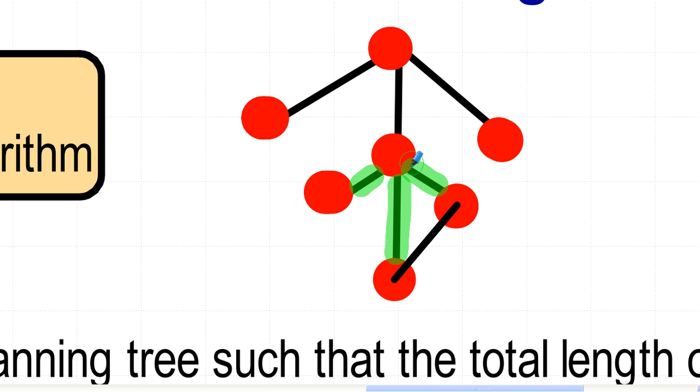like the one I'm highlighting in green, then that is what you would call a spanning tree. The graph itself is not a tree, but if you consider the subgraph that I've highlighted in green, then that is a tree. So we call that a spanning tree. It spans all of the vertices.